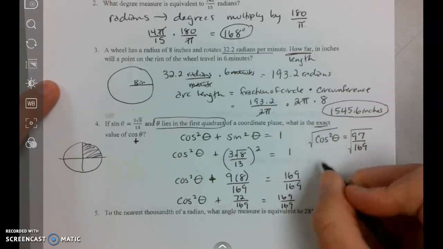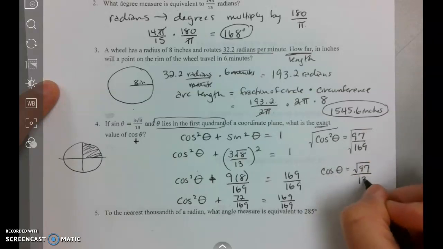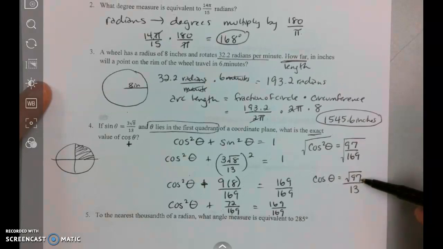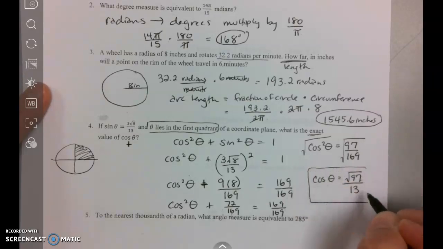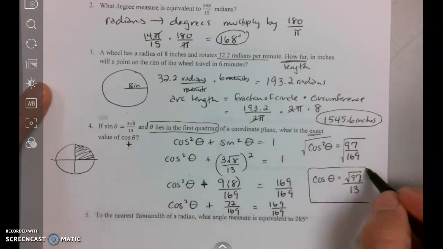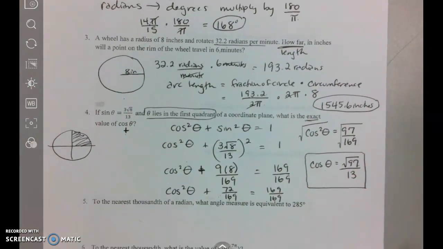Take the square root. Cosine of theta is, I don't know what the square root of 97 is. I know the square root of 169 is 13. And the square root of 97 does not have any perfect squares in it. I'm not even sure if 97 can be divided by anything. So that's my final answer. And it's positive. I don't need plus or minus because I only wanted a positive answer because I'm in quadrant 1.